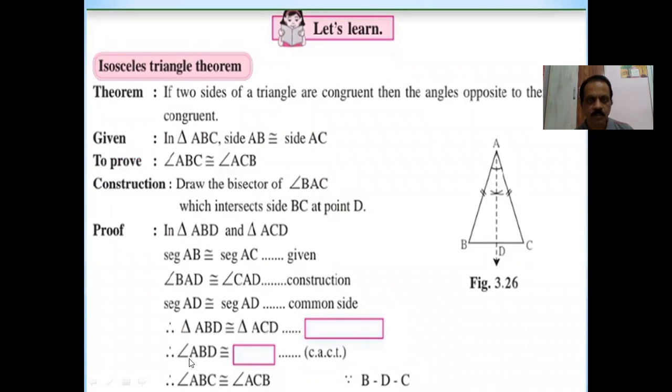Then we write the correspondence of the triangles. Angle ABD is congruent to angle ACD, corresponding angles of congruent triangles. Therefore, our required result: angle ABC is congruent to angle ACB. This is the proof of the isosceles triangle theorem.